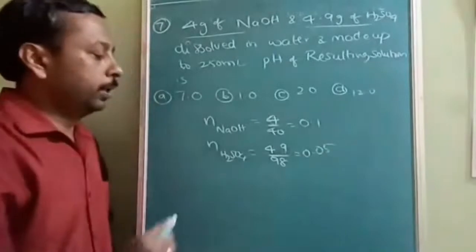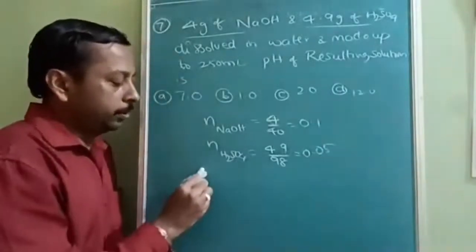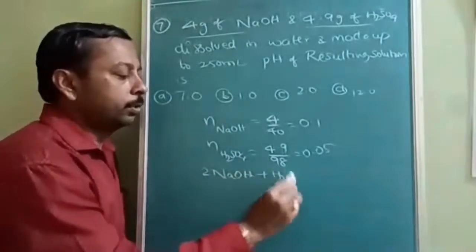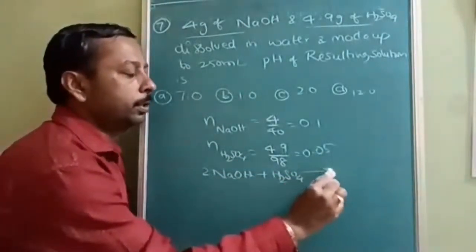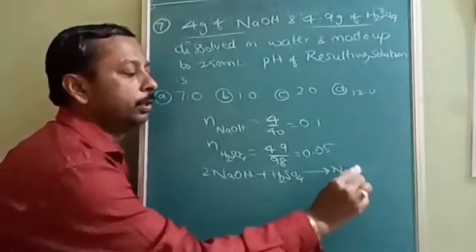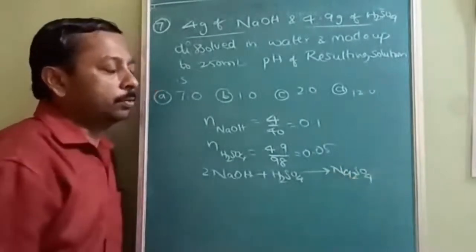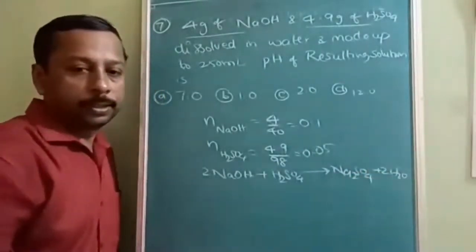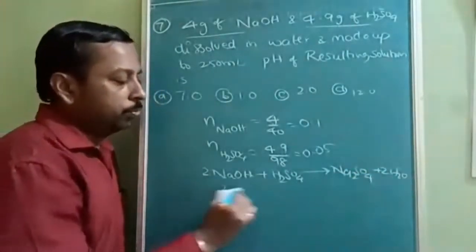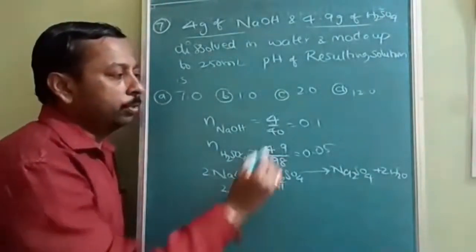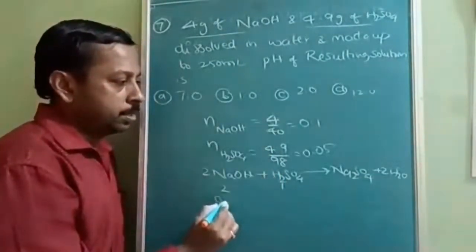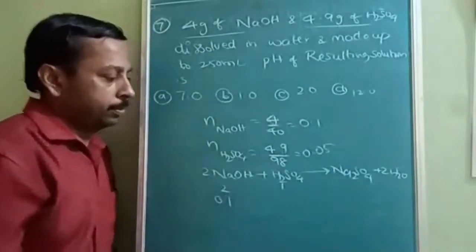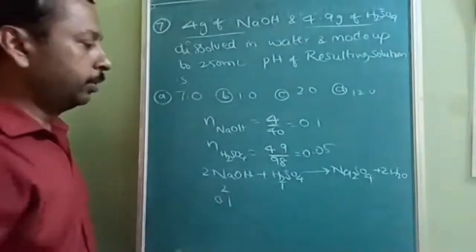Okay. Now let us see the reaction. 2 NaOH plus H2SO4 gives Na2SO4 plus 2H2O. Here I have not written reversible because both are strong acid and strong base. Is it understood? So here 2 moles of NaOH require 1 mole of H2SO4. So 0.1 moles of NaOH require 0.05.